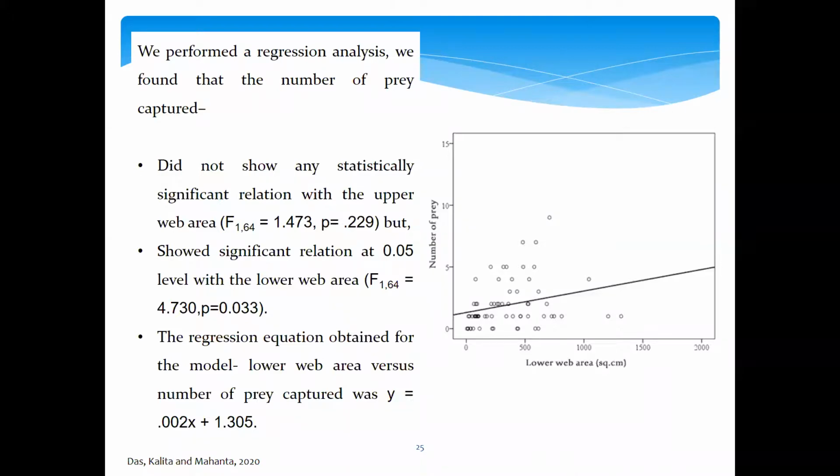So we performed a regression analysis and found that the upper web half did not show any statistically significant relationship. We have the number of prey on the y-axis and lower web area on the x-axis, and it showed a significant relationship. The number of prey showed a significant relationship with the lower web half, and a regression equation was also yielded for this.